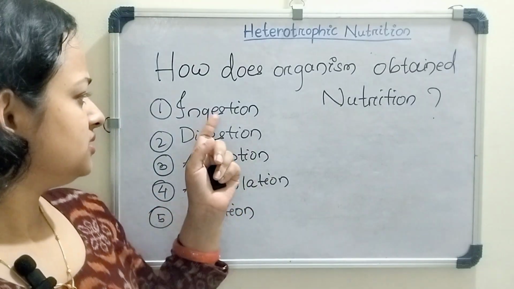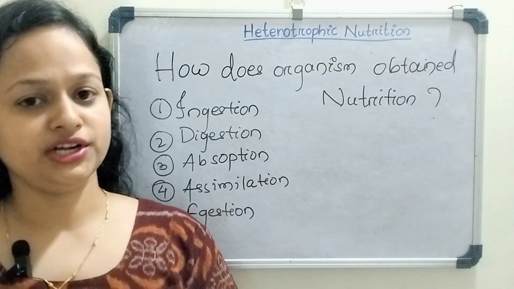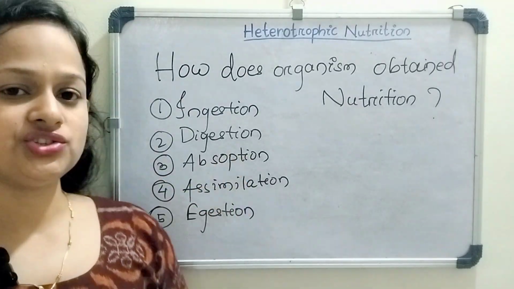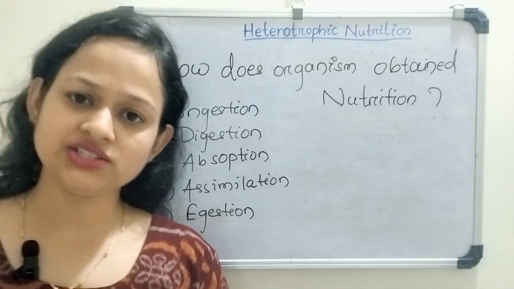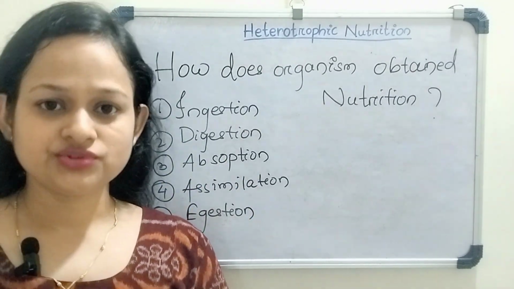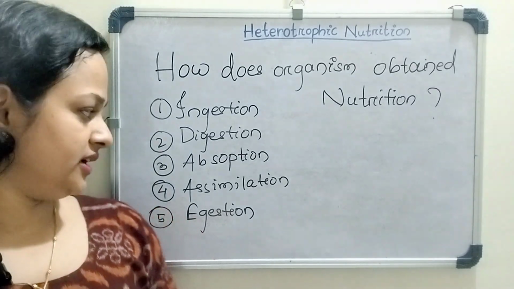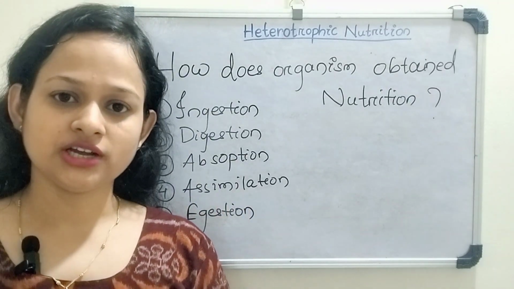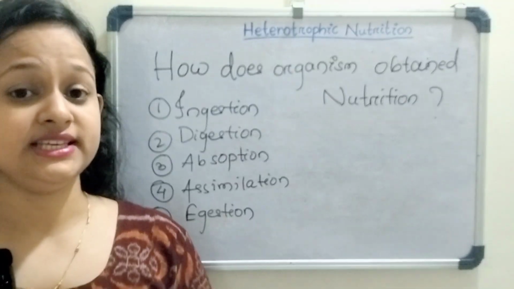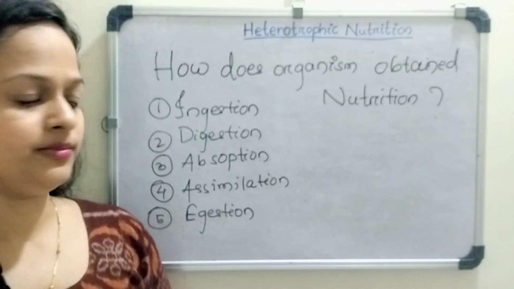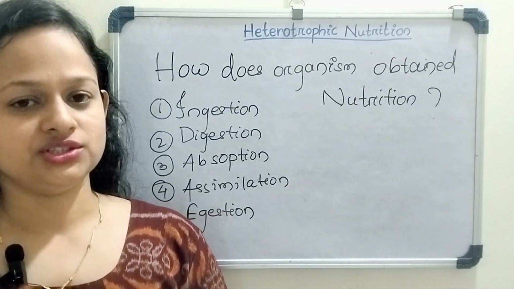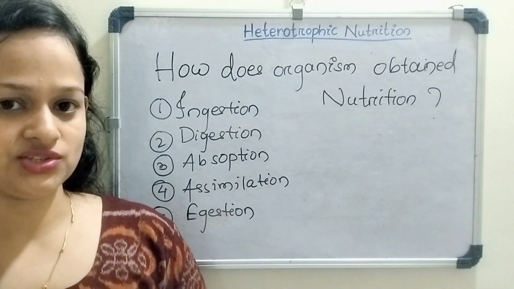So first comes the ingestion. What is ingestion? The intake of food from the outside into the body is ingestion. Then digestion, the intake food has to be digested. Then come to absorption. Absorption is the absorption of digested food. Then assimilation. After the absorption, the digested food has to reach each cell, and that is known as assimilation. Then the undigested food has to be removed, that is known as egestion.